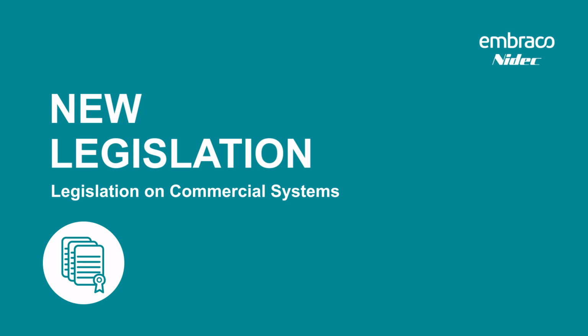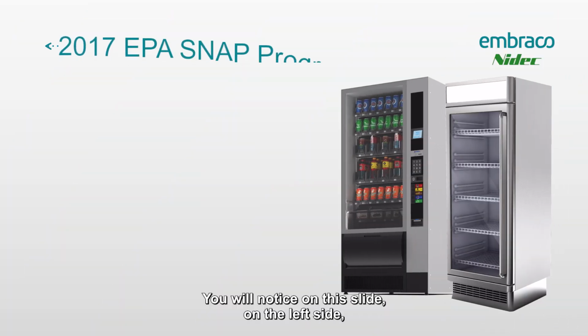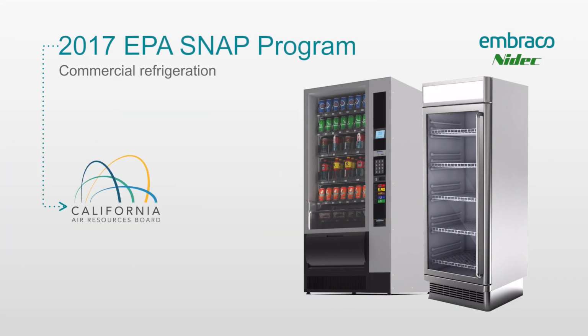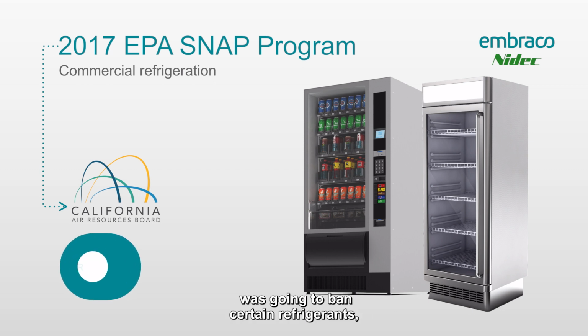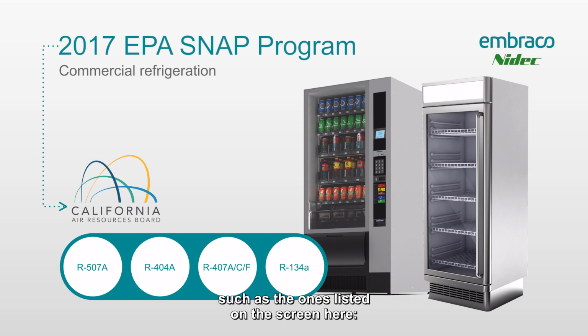New legislation. You'll notice on the slide, on the left side, it says California Air Resources Board. When this all started back in 2017, the EPA SNAP program was going to ban certain refrigerants, such as the ones listed on the screen here: R134A, the R407s, R407C and F, R404A, and R507A. But they ended up being taken to court by some of the refrigerant manufacturers. The refrigerant manufacturers did not want them to ban these gases, and it was decided in court that the refrigerant manufacturers were correct, and the EPA was actually shut down from using the SNAP program to ban these gases.